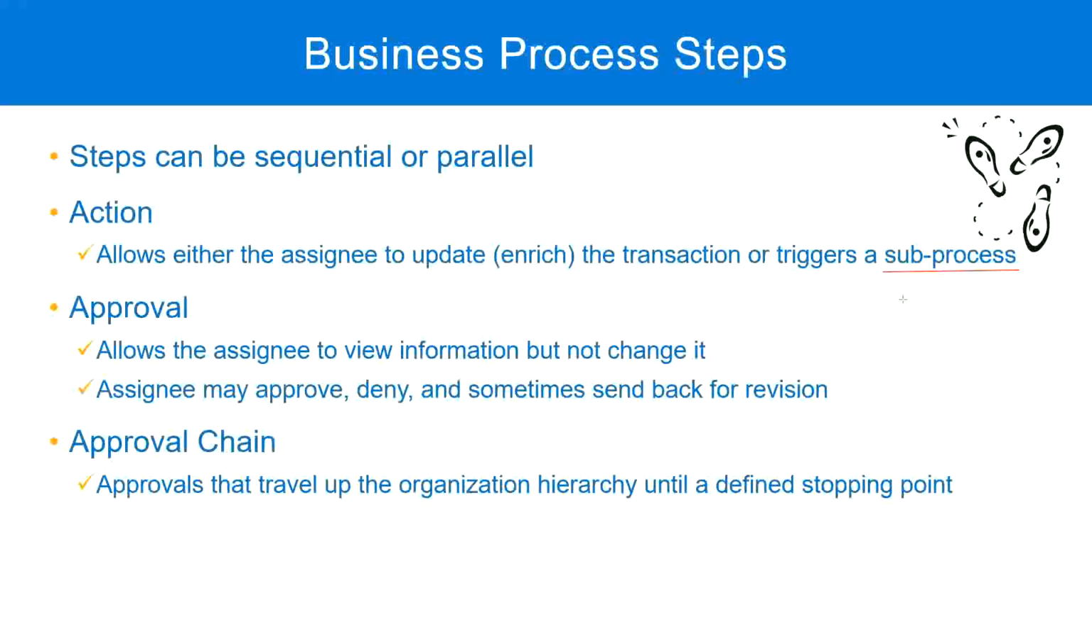The approval chain is a type of task that we can use to configure approvals that travel up the organization hierarchy. Let's say you need 2 levels of approvals. Then what can you do? You might create 2 approval tasks, right? Approval by manager. Approval by manager's manager. Or you can make it 1 step and use the task type as approval chain.